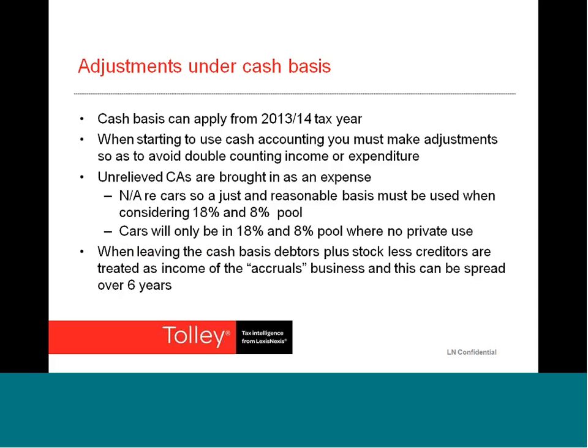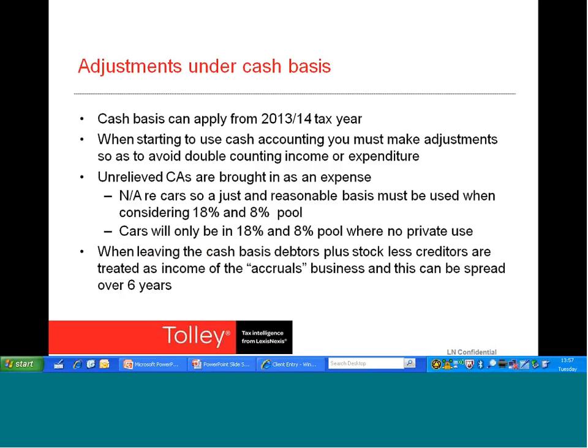When finally you leave the cash accounting scheme, then your debtors plus your stock less your creditors, that amount is treated as income for your accruals business. So that's income in your next set of accounts you prepare under the accruals basis, although there are special rules to allow you to spread that income to tax over the next 6 years. Okay, so that's the cash basis. Let's have a look now at our next slide.